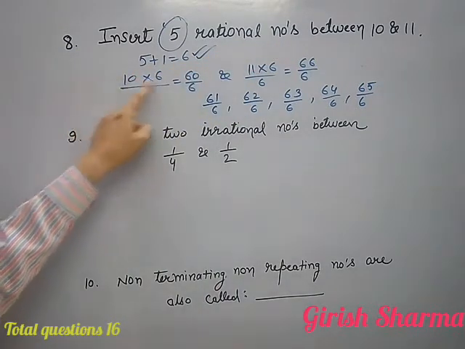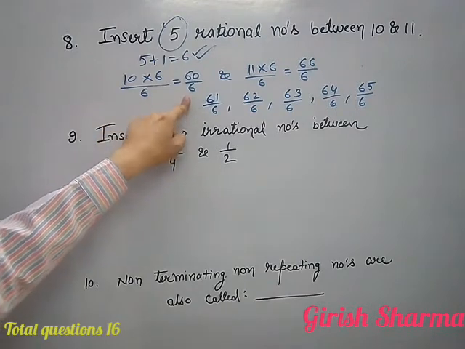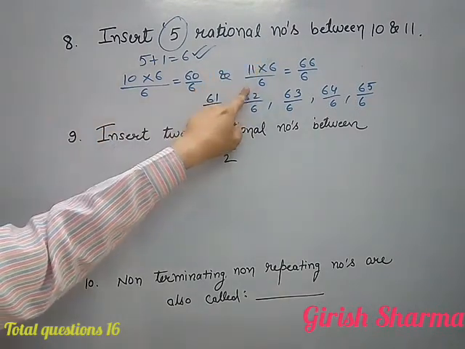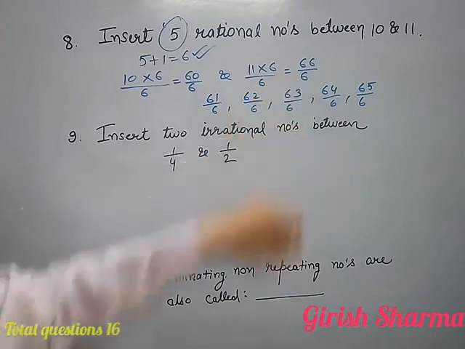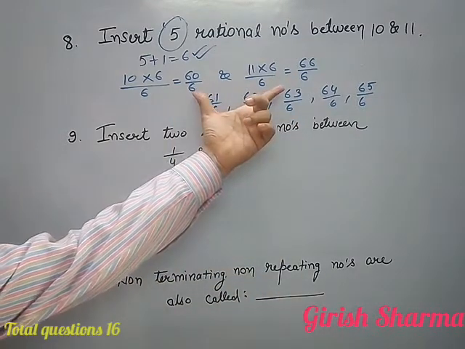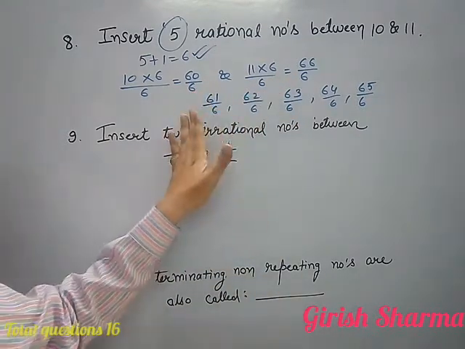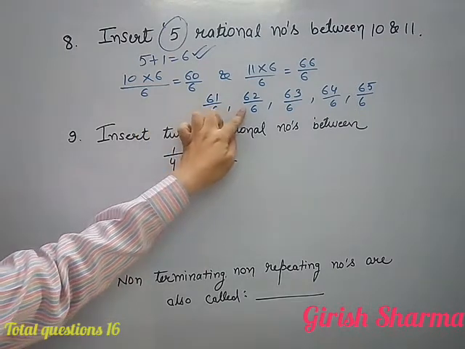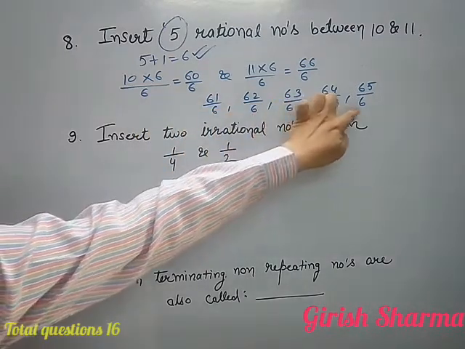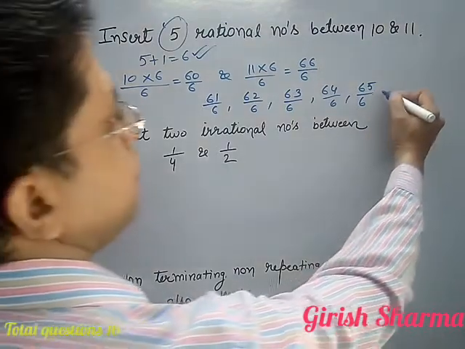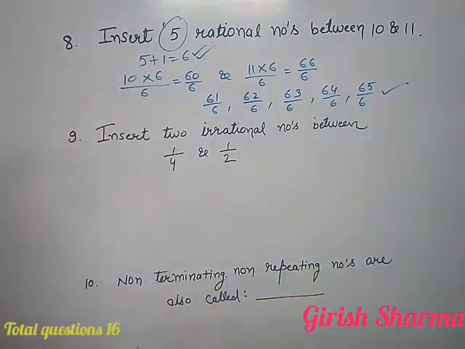So 10 into 6 divided by 6 is 60 upon 6. 11 into 6 divided by 6 equals 66 upon 6. Now in between we have 5 spaces. Then what will be there? 61 upon 6, this and this. Like this you can easily fill rational numbers in between any two rational numbers. Next question.